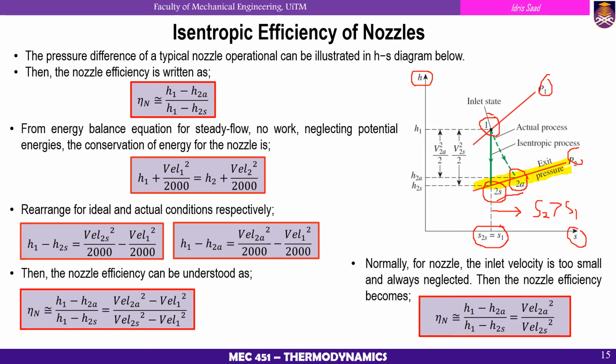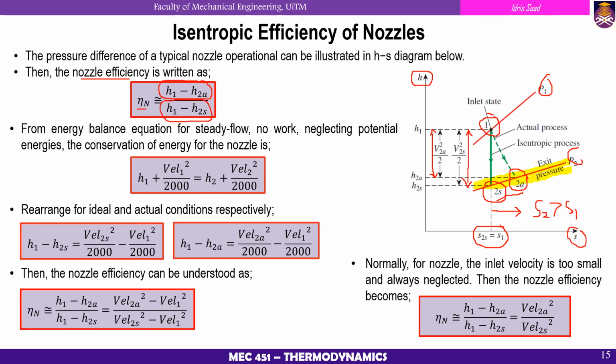From this, we can calculate the magnitude of work. This is h1 to h2a, the actual work required by the nozzle, and this one is the isentropic work produced by the nozzle. Based on that, we can determine the nozzle efficiency as h1 minus h2a divided by h1 minus h2s.